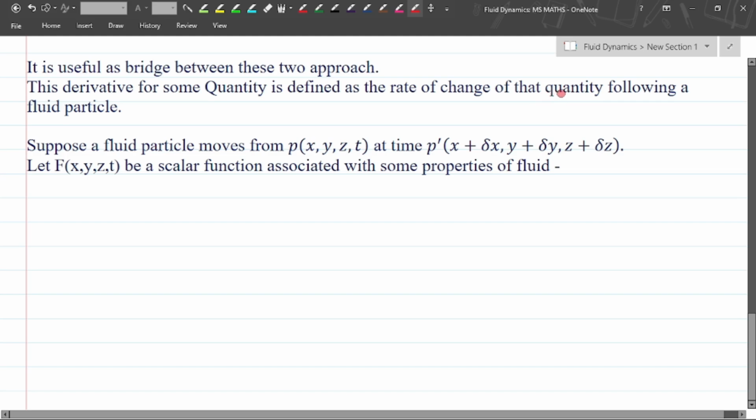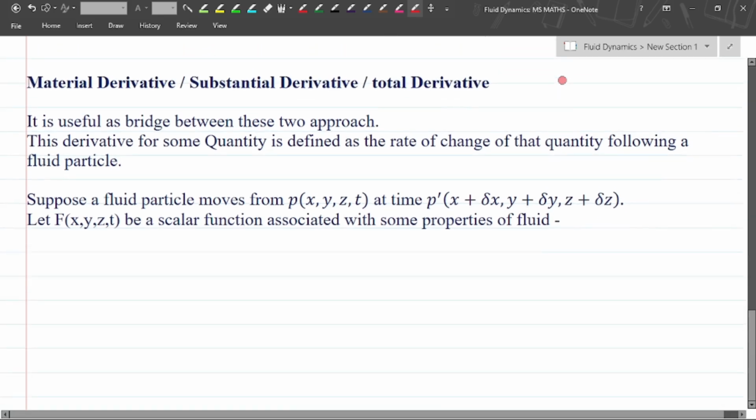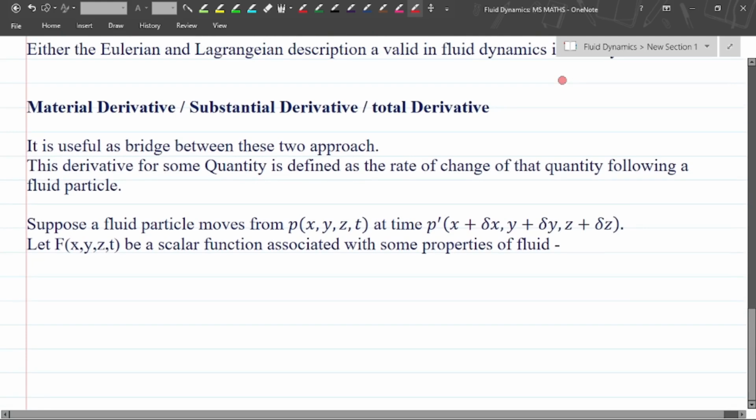That is a property, a quantity, defined as the rate of change of the quantity following a fluid particle, which is basically the property followed by the fluid particle. Now, what is the approach and what is the meaning of the material or total derivative, or substantial derivative?